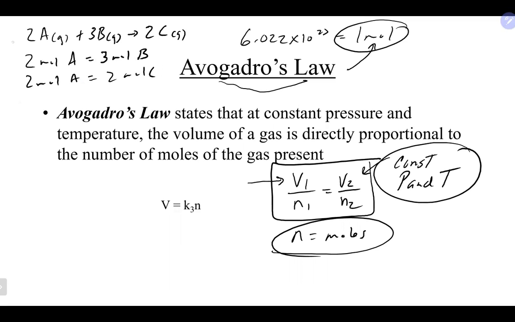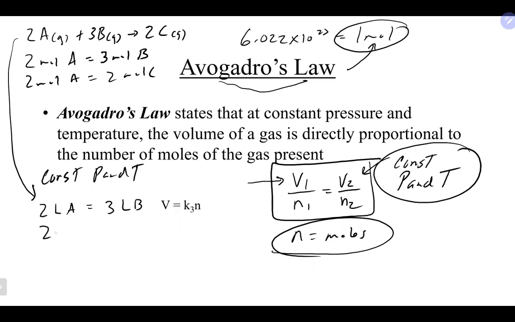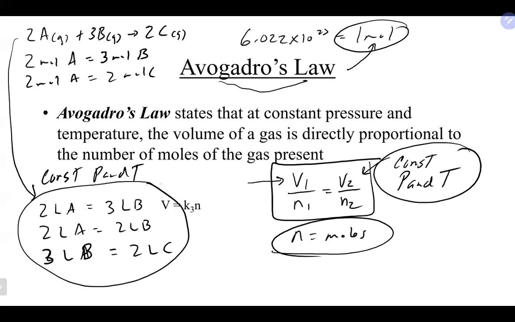Now, if we happen to be under these conditions of constant pressure and temperature, we actually could do a volume to volume relationship because it works basically the same way as moles to moles. So for this equation, we could say 2 liters of A gives us 3 liters of B. 2 liters of A gives us 2 liters of C, and 3 liters of B gives us 2 liters of C. So we could do a volume to volume relationship, just like a mole to mole relationship, if we were under constant pressure and temperature.